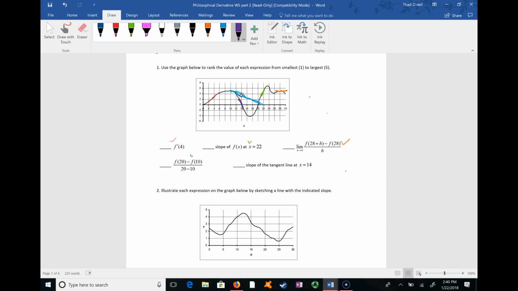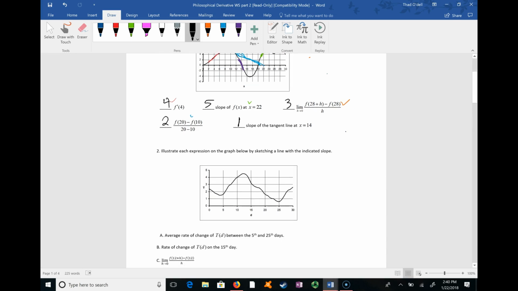So now if we go back to just normal black, let's see. It looks like we're supposed to go from smallest to largest, so the smallest number to largest number. This is the most negative steep slope, so that would be the smallest number. The blue is also negative, so that would be number 2. And then the orange is flat, so that'd be 3. And the green is steepest, so that means this would be 4, and then that would be 5.